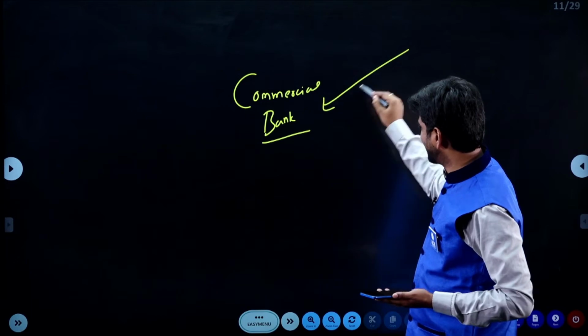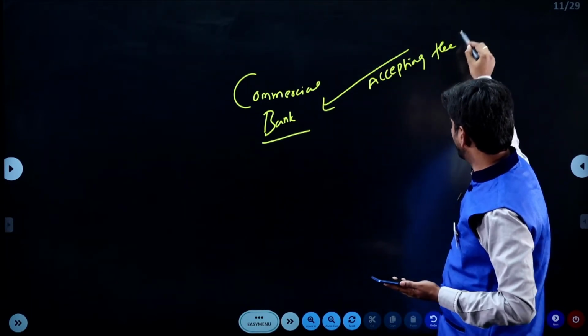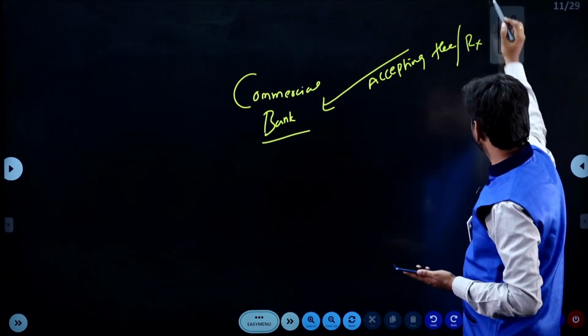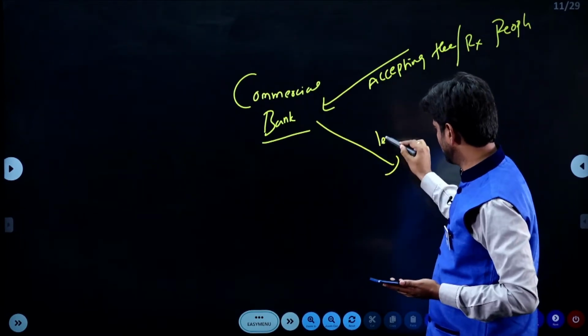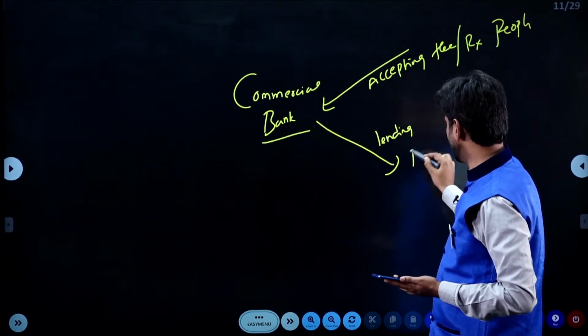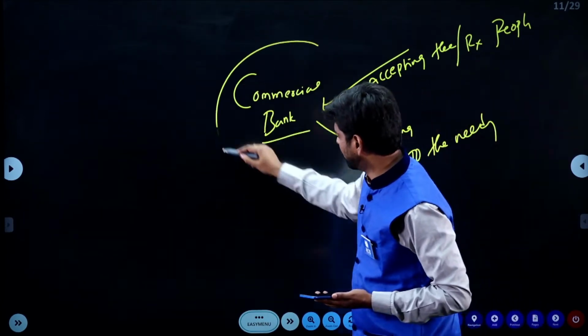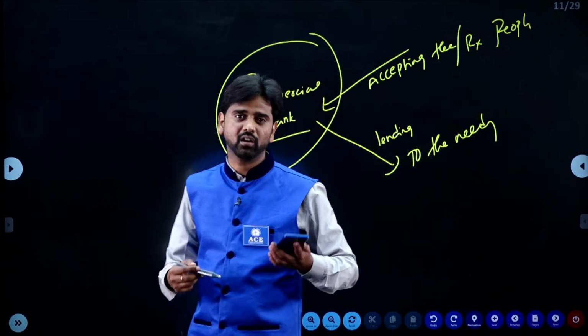Yes. Accepting or receiving the deposits from the public, from the people, and lending to the needy. So, this is the function of the commercial bank. It is not the function of the RBI, as you are already aware.